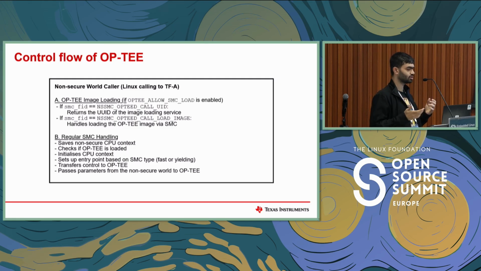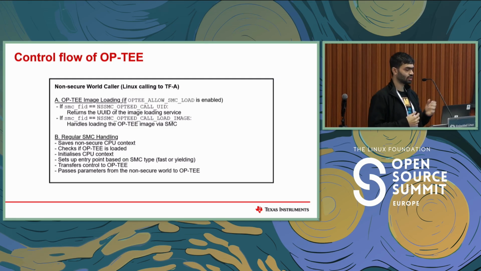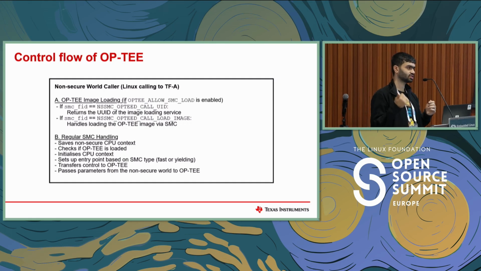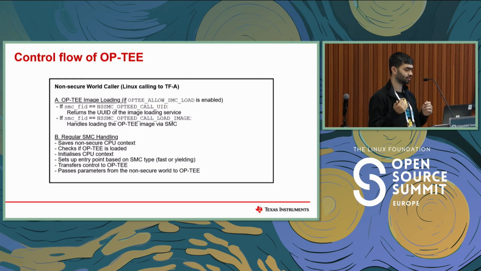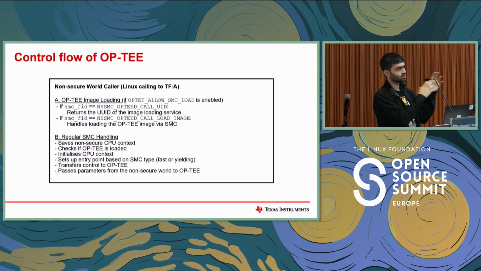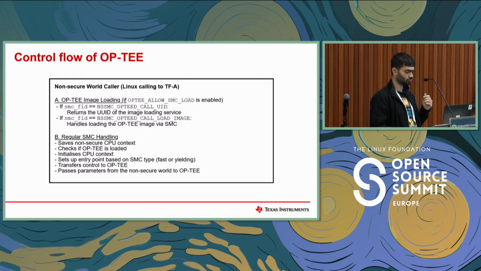So it saves the non-secure CPU context, checks if OPTEE is loaded, initializes the secure CPU context, sets up the entry point based on the SMC type. You can have a fast SMC type or a yielding SMC type. And then after that, it transfers the control to OPTEE, after passing all the parameters that it received from the non-secure world. So now we see all the parameters are getting passed. We have reached the EL3, and from there, we'll move forward.